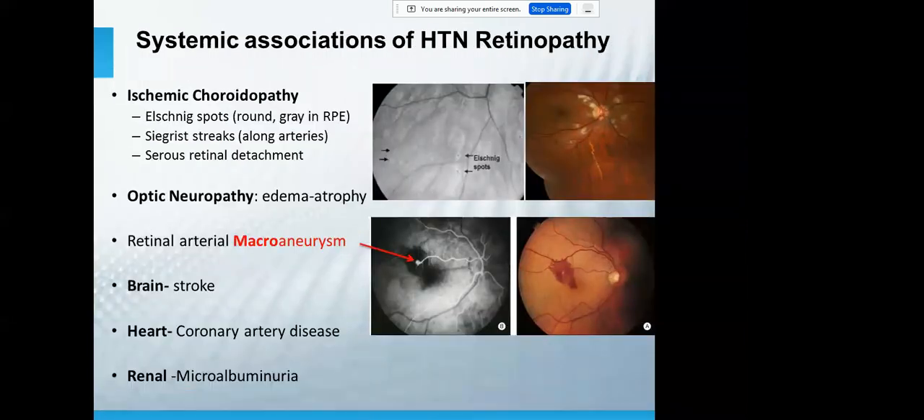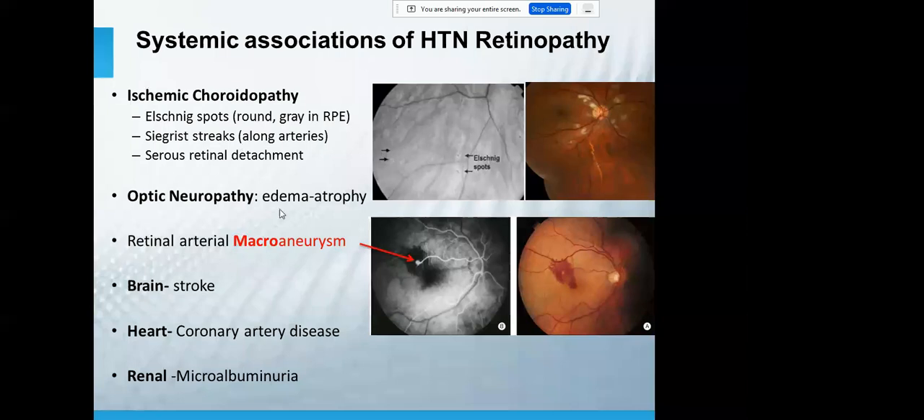So what are the other systemic associations of hypertensive retinopathy? You can also get hypertensive choroidopathy. You get some dark spots in the retina, called Elschnig spots. These ones are called streaks. There are some streaks you sometimes see there. And you can also get retinal detachment.